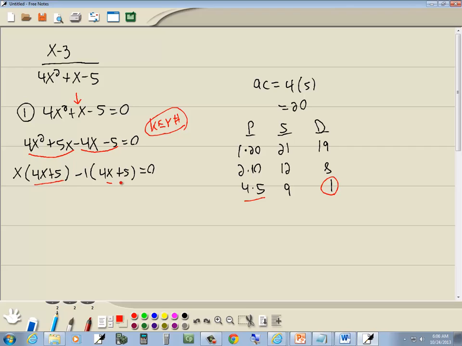Well, now they both have a 4x plus 5, so I can factor that out in front. And to see what goes in your second set of parentheses, you can come up here and cross out these 4x plus 5s. What isn't crossed out is what goes right here, which is x minus 1.